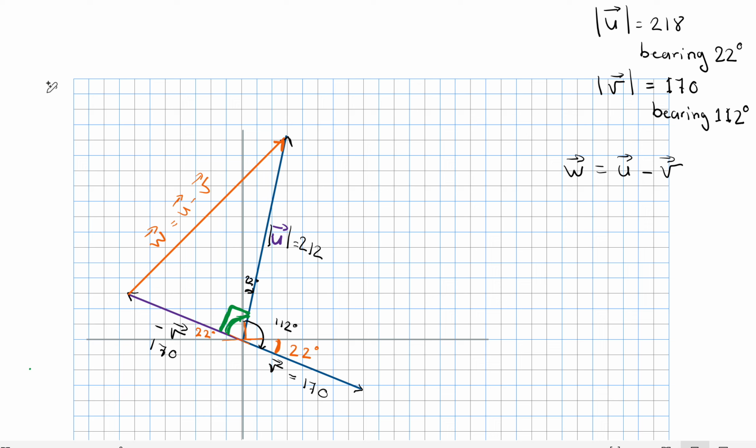And because it's a 90-degree angle, now I have a right triangle, so I can use Pythagorean theorem to find this magnitude of vector w. And so I'm going to say, well, vector w is then going to be equal to the square root of the sum of the squares of both of the other legs, right? So it will be 212 squared plus 170 squared. And when I put that in my calculator, I found that vector w was equal to about 276. So that's our first measurement.